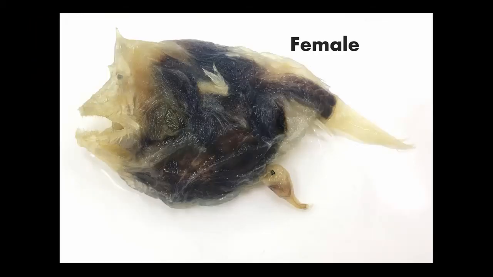This is another species of deep-water fish. This is a female, and here on the side, attached to the female's body, is the male. It is called a parasitic male because it is actually feeding off the female's blood supply. Finding a mate can be difficult in the vast darkness of the deep ocean, and when a female and male of this species meet, they join together permanently.